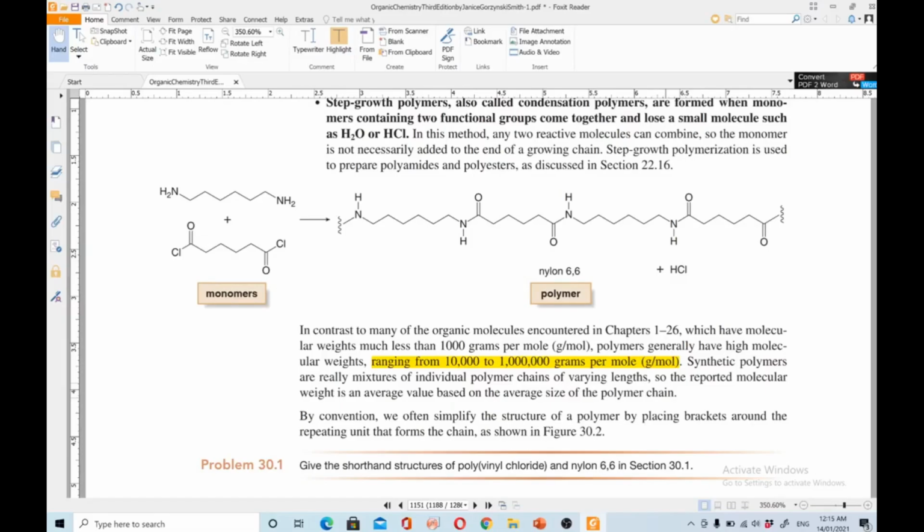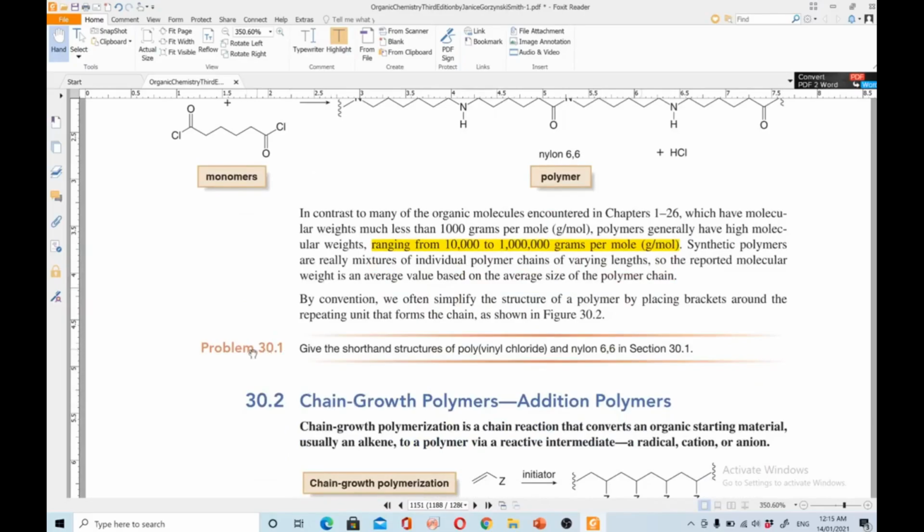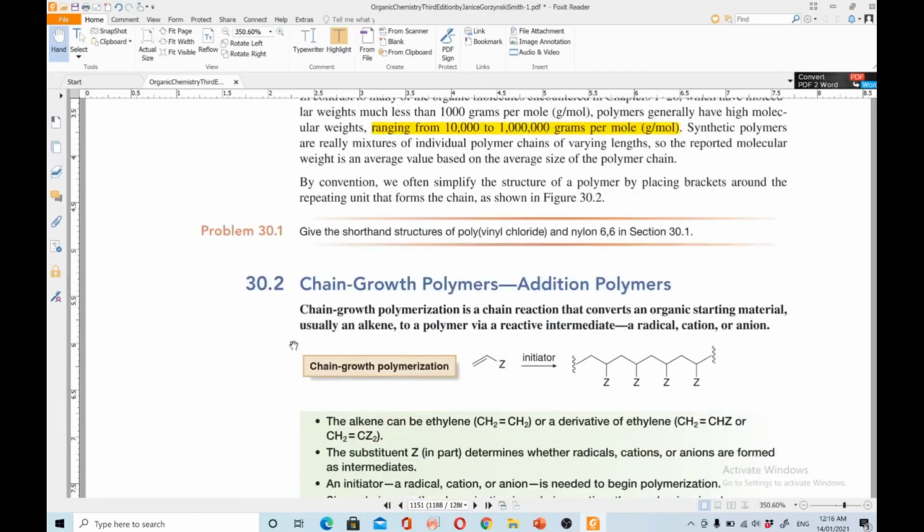By convention, we often simplify the structure of a polymer by placing brackets around the repeating unit that forms the chain, as shown in figure 30.2. This is a problem for you guys. Give the shorthand structures of polyvinyl chloride and nylon 6,6. If you can't solve this problem, please tell me in the comment section below. I'll try to give you the answer.